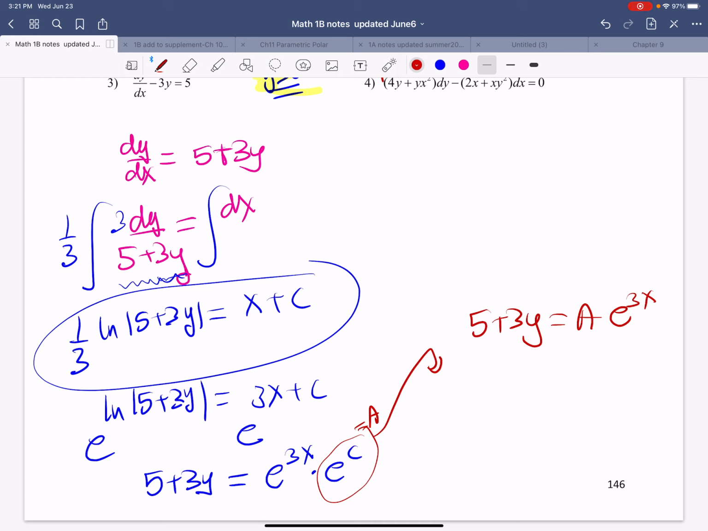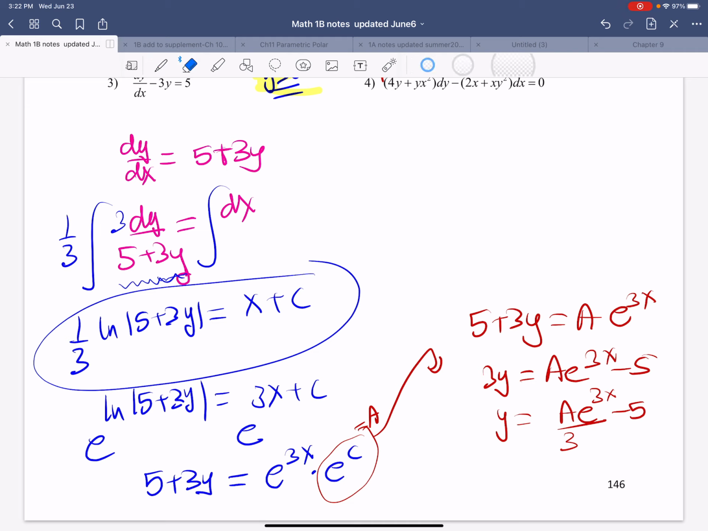Now from here, it's easier to isolate the y. 3y is equal to a e to the power 3x minus 5. y is equal to a e to the power 3x minus 5. And I'm not dividing this by the 3 because a over 3 will still be a constant, so you can just leave it as a constant a. There's no need to write a 3 here. All right, so that is our general solution, and the constant a can take many shapes and forms.